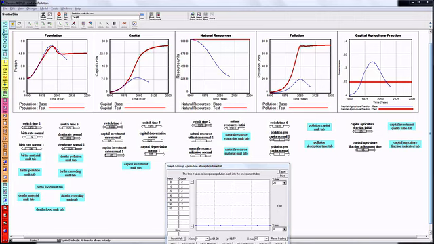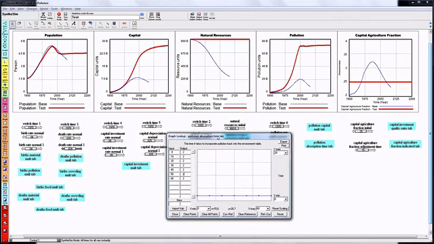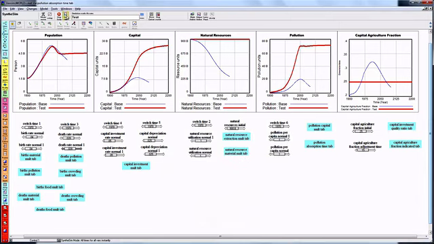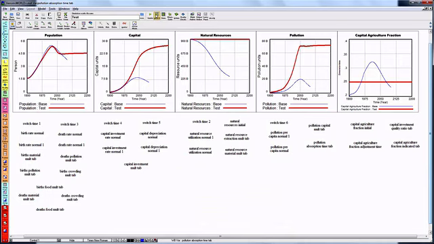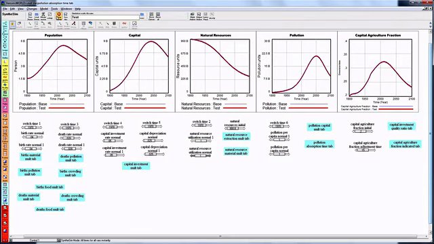Now let's shift gears a little bit. I'm going to close this lookup and stop the setup, get back to our base case, and we'll take a look at some other aspects of the model behavior and structure.